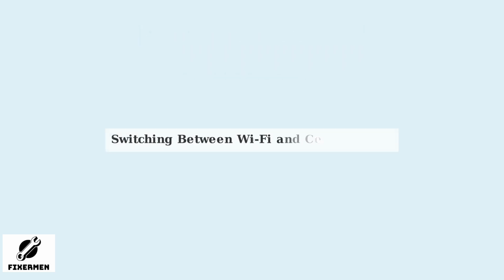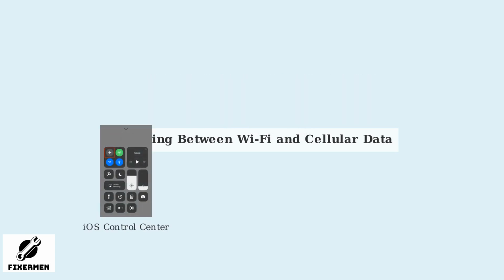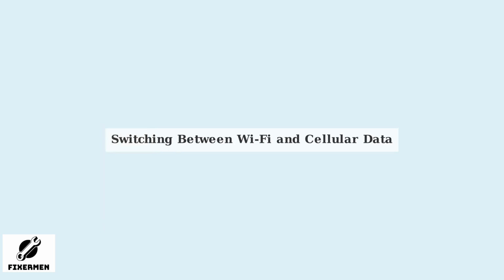A simple yet effective troubleshooting step is to switch between your Wi-Fi and cellular data connections. This can help determine if the issue is related to your network connectivity. On iOS devices, access the Control Center to toggle Wi-Fi and cellular data. Swipe down from the top right corner to open it, then tap the Wi-Fi or cellular icons to switch connections.